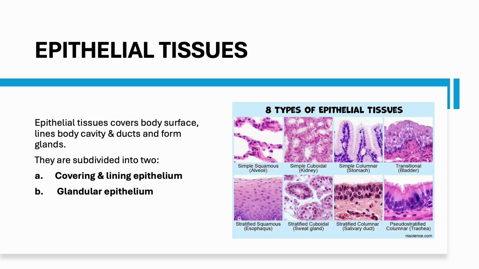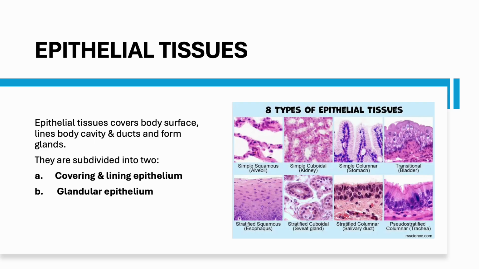Epithelial tissue covers body surfaces, that is the ducts and the cavities. They are subdivided into 2, the lining epithelium and the glandular epithelia. And they are of 8 types. We have simple squamous epithelial tissue, that has 1 layer and is flat. Simple cuboidal, 1 layer of cube-shaped cells, mostly lines the kidney. Simple squamous mostly lines the alveoli of the lungs. And the third one is the simple columnar, mostly lining the stomach.